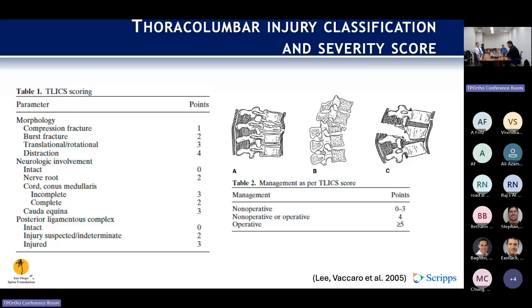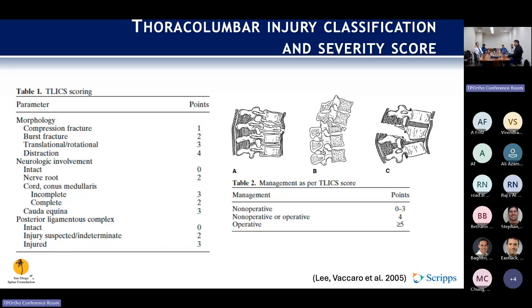The pictures there, you see the compression slash burst fractures, rotational fractures, and distraction type fractures in the A, B, and C up there. In terms of management and how it guides our management, you add up the points. 0 to 3 is non-operative. 4 is basically up to the surgeon, whether it's operative or non-operative on the fence, and then greater than 5 is operative. In terms of its strengths, it's very simple to use and widely adopted, as we talked about.